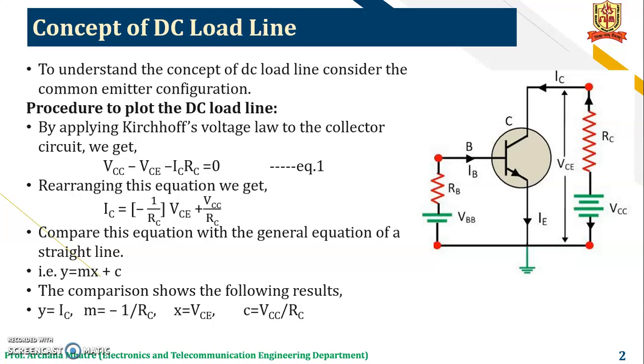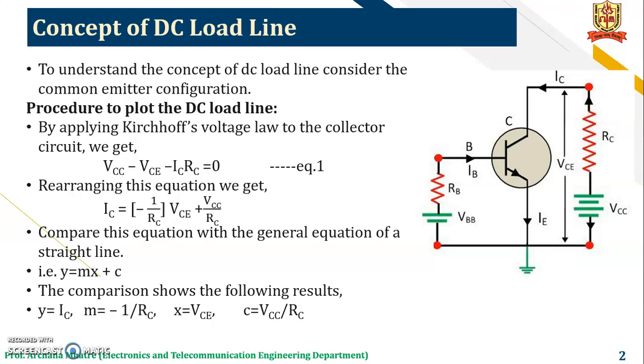So, the procedure to plot the DC load line: applying Kirchhoff voltage law to the collector circuit, we get VCC minus VCE minus IC RC is equal to 0. Let's consider this as equation number 1. Rearranging this equation, we get IC is equal to minus 1 divided by RC into VCE plus VCC divided by RC. Compare this equation with the general equation of a straight line, that is y is equal to mx plus c.